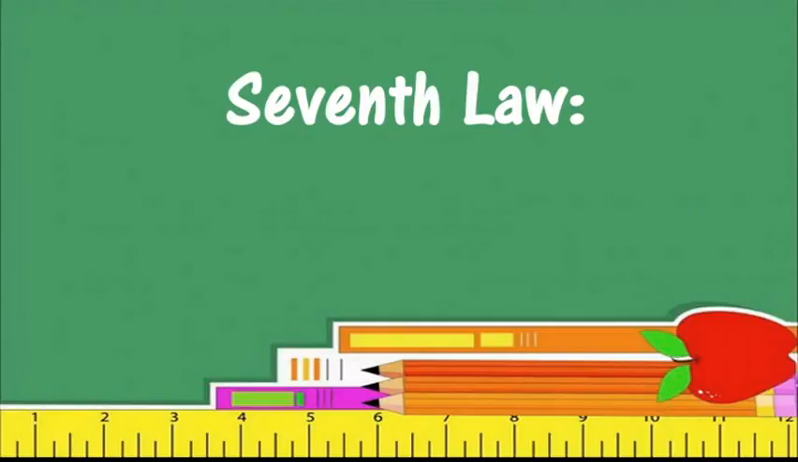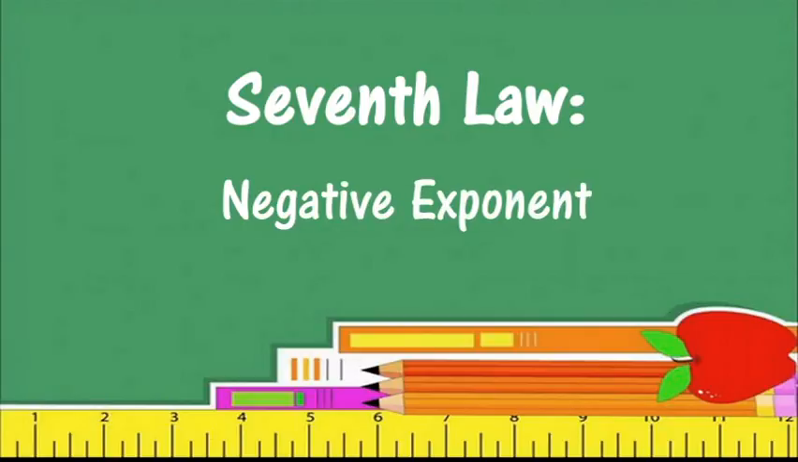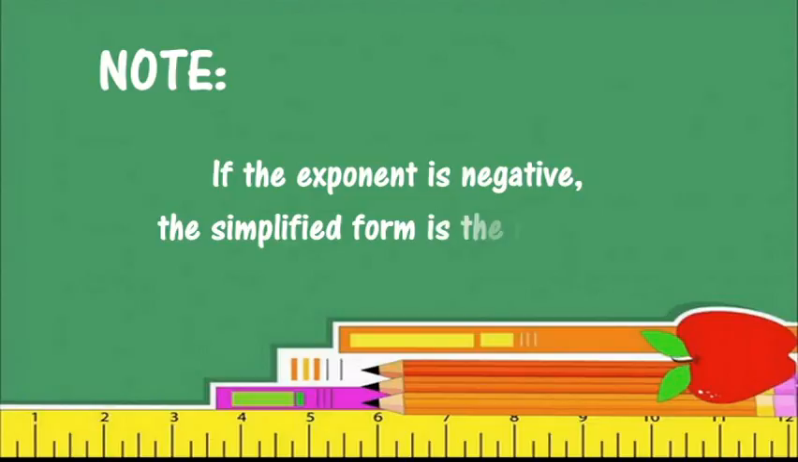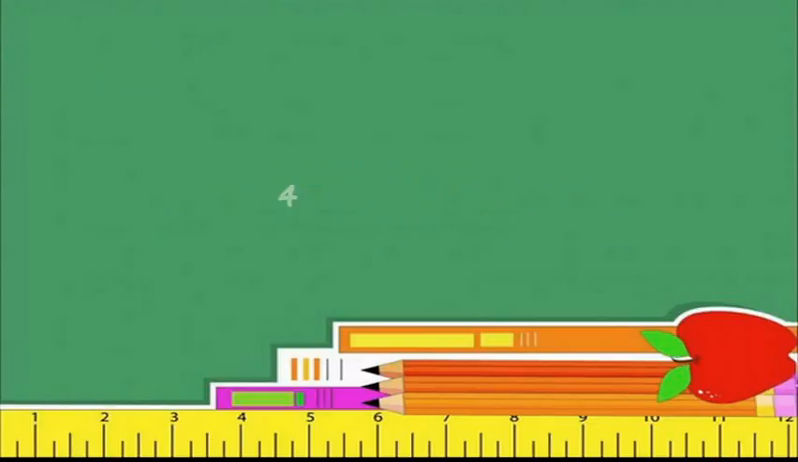The seventh law is negative exponent. If the exponent is negative, the simplified form is the reciprocal. For example, 4 raised to negative 1. The simplified form is 1 over 4.